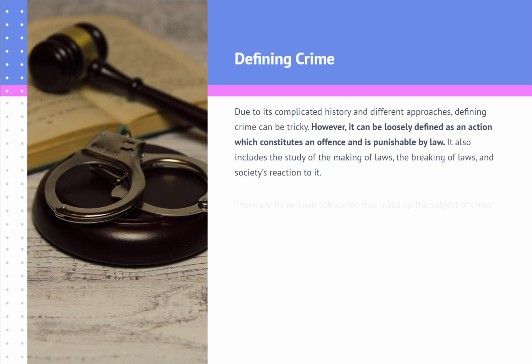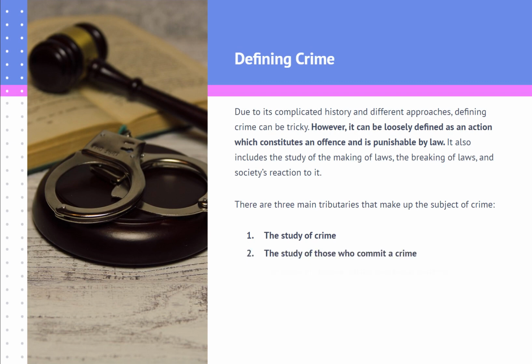Defining crime. Due to its complicated history and different approaches, defining crime can be tricky. However, it can be loosely defined as an action which constitutes an offense and is punishable by law. It also includes study of the making of laws, the breaking of laws, and society's reaction to it.